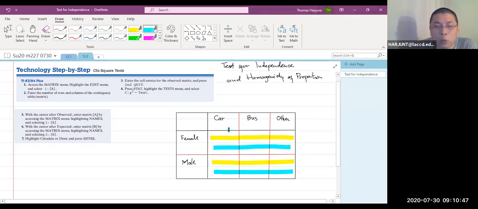But the way we will set up our table for now will be as follows. The yellow one will be the observed. And the blue one, the second row, will be the expected.